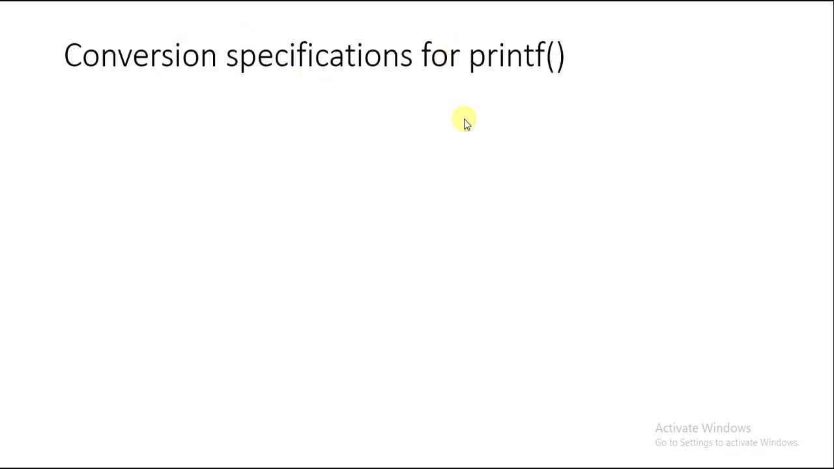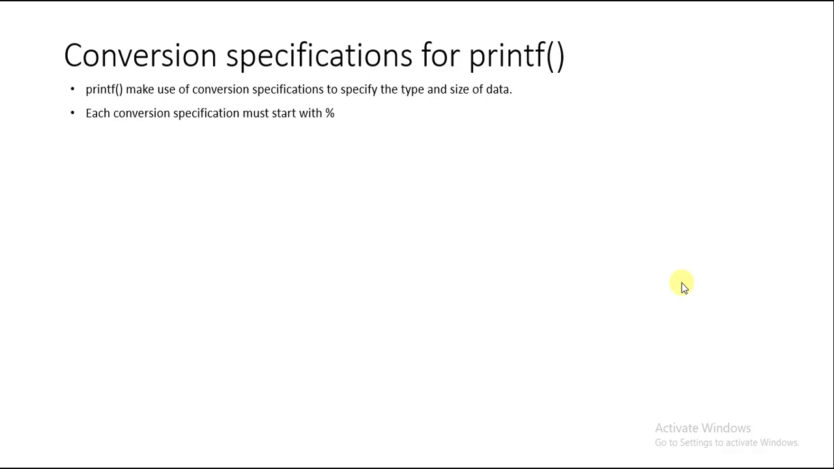In the last program we have seen how to print a statement on the output screen using printf statement. So whatever is written in the double quotes will be printed on the output screen as it is. But we have some conversion specifications to print an integer, float, character, like that. So now we are going to see those conversion specifications. Mainly these conversion specifications are used to specify the type and size of the data that we are going to print on the output screen. Each conversion specification will start with a percentage symbol.